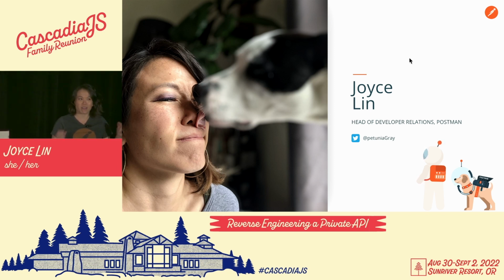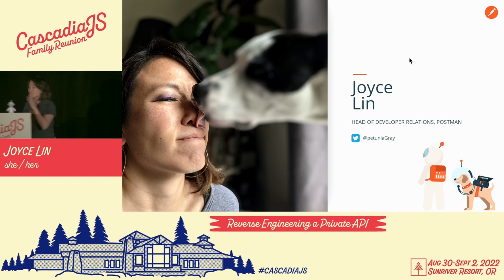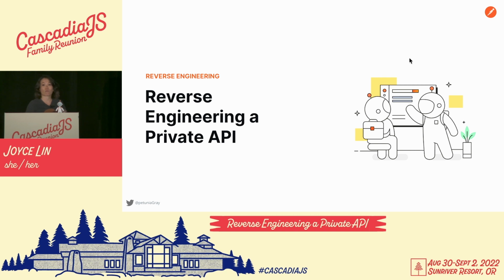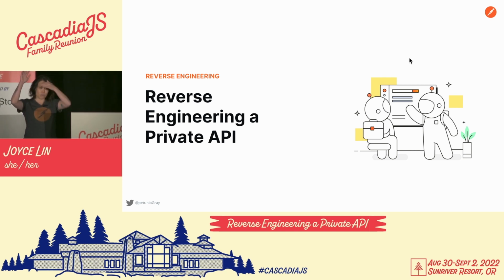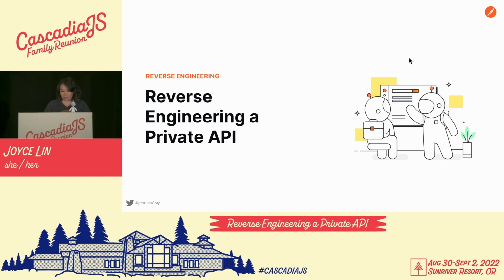I've been rolling around in APIs for a really long time. Well, 5 years is a long time. For enough time, and so I decided to give a talk about reverse engineering a private API. Who has ever tried to do this? Leave your hand up if you were successful. Okay, I'll be asking you guys for help.